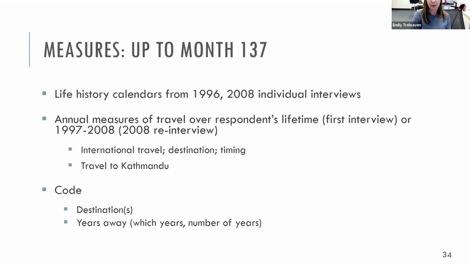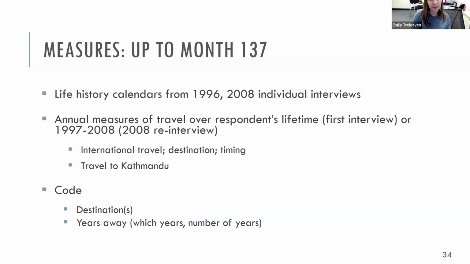I noted earlier that the monthly level measures of demographic events in the household registry, including migration, started in 2008, or in month 138 of the CVFS. So to assess migration before month 138, or before 2008, we need to turn to another data source, the life history calendars. And those were individual event history calendars that were collected in 1996 and 2008.